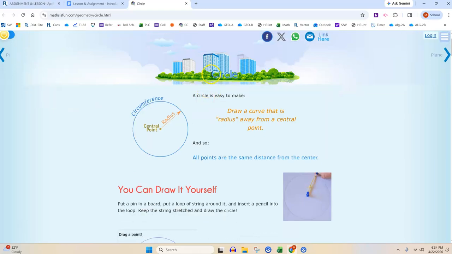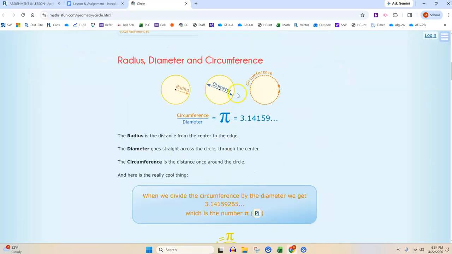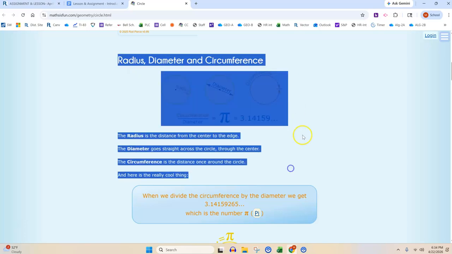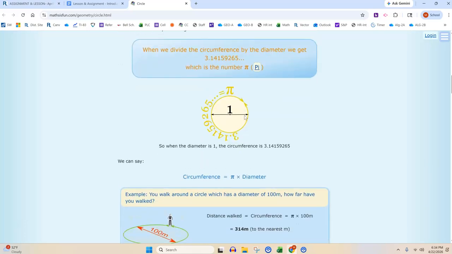It talks about the circle. What is a circle? Circle's easy to make, etc. Okay, so you can draw it, get information. There's other information about it that is very important. Make sure you translate if you need to translate it, okay? And make sure you really understand this well. And then we're going to use that for the assignment.